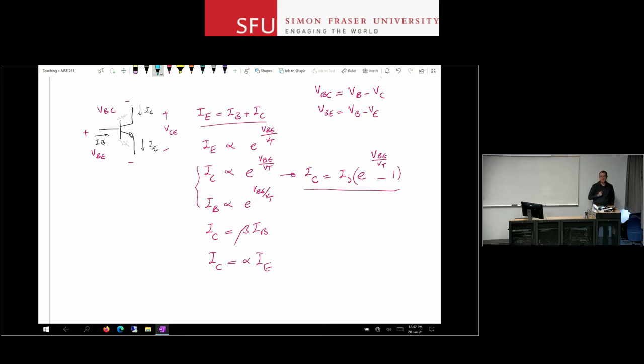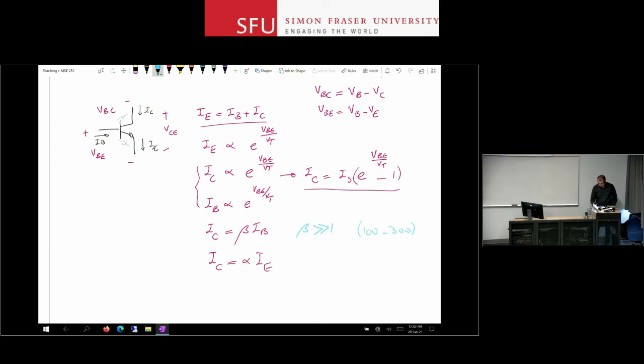If you make your transistor properly, if that base region is narrow enough, beta here tends to be much, much bigger than 1. Typical values are between 100 to 300 for beta, right? Interesting. So a small base current can actually give you a very large collector current. You can play with that.